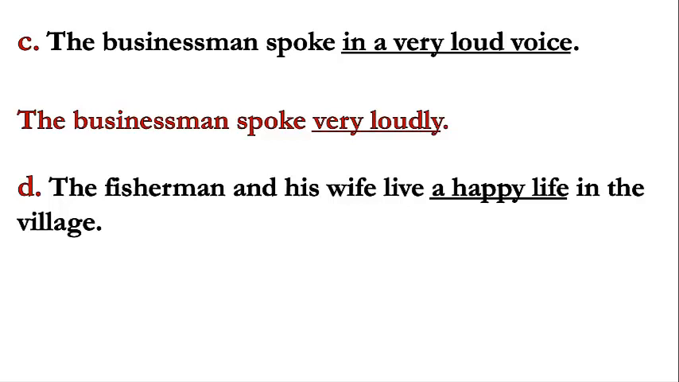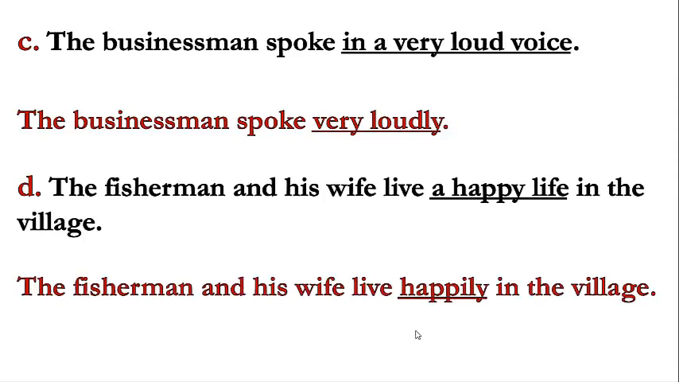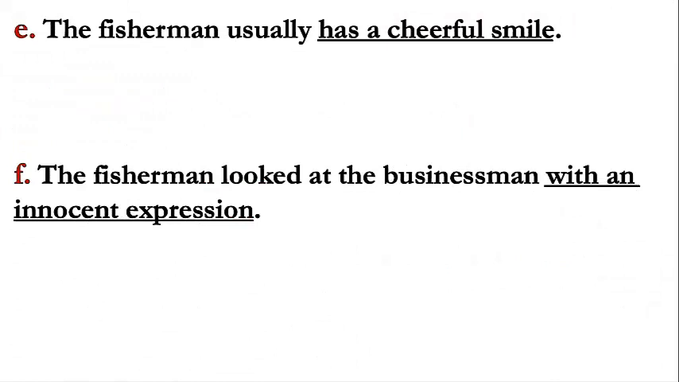Number D. You have to think. The fisherman and his wife live a happy life in the village. A happy life changes into an adverb. A happy life means what? Who can tell me? Yes, excellent. Happily. The fisherman and his wife live happily in the village. That's right. Thank you so much for sharing with us.